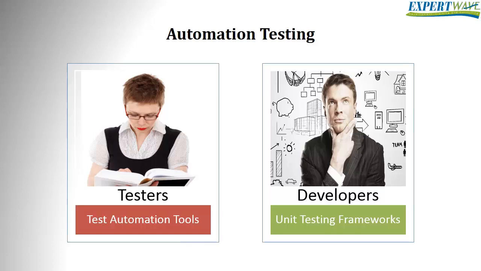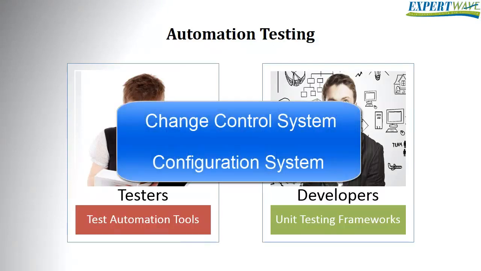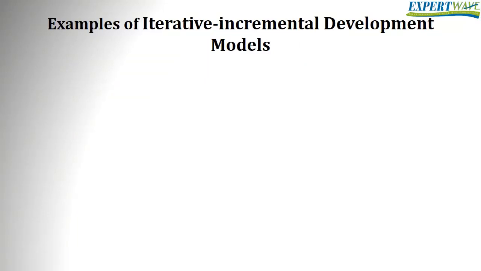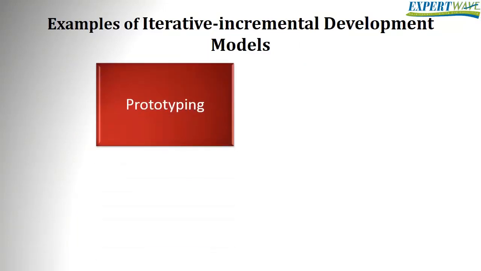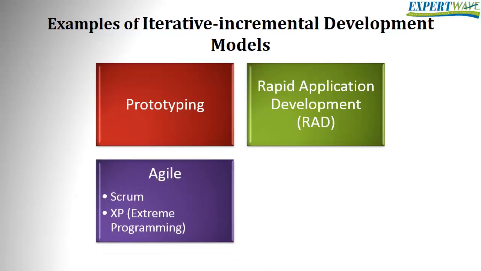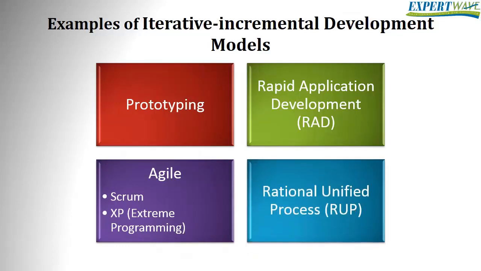But that of course requires that testers know some kind of programming to help them create those scripts. Testers in iterative incremental models need to have some sort of change control system to keep a good eye on the software changes, as they happen very often. Forms of iterative development include prototyping, rapid application development, and agile software development, for example, Scrum and XP or Extreme Programming, and also Rational Unified Process, RUP.